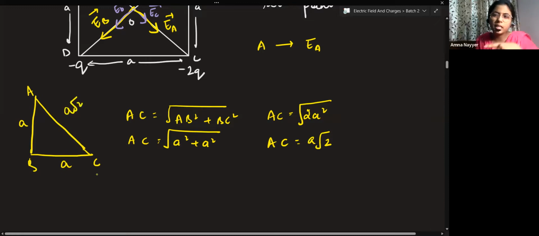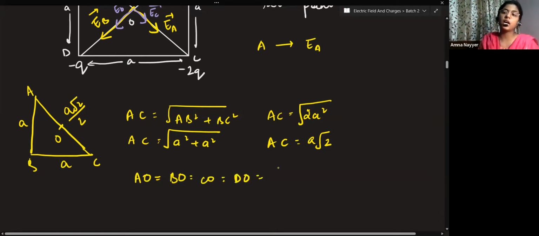But do we need the whole diagonal? We just need the distance to this point, O only. So you will just halve it: A root 2 divided by 2. So AO, which is equal to BO, which is equal to CO, which is equal to DO. All the separations of the charges from point O will be equal to A root 2 divided by 2, which you can also write as A divided by root 2.